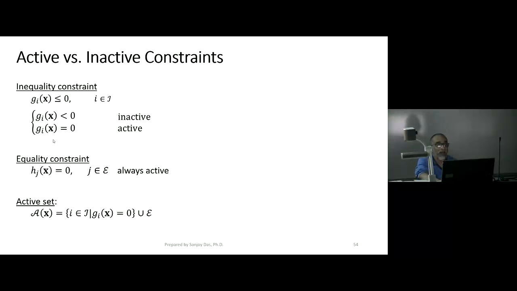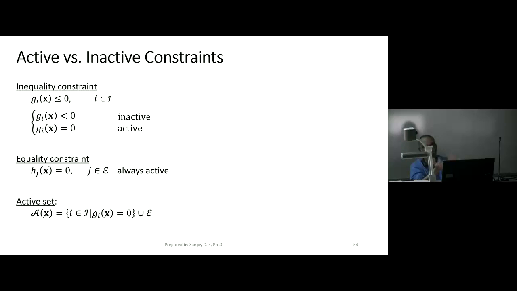Active meaning it's on the borderline, it's a borderline case. The boundary between feasible and infeasible. Okay, that's what we mean by active. Otherwise, it's inactive. That constraint is inactive. Now, equality constraints are always active.